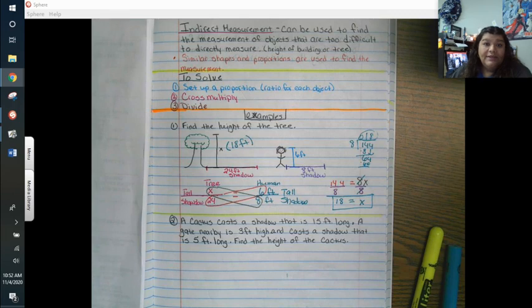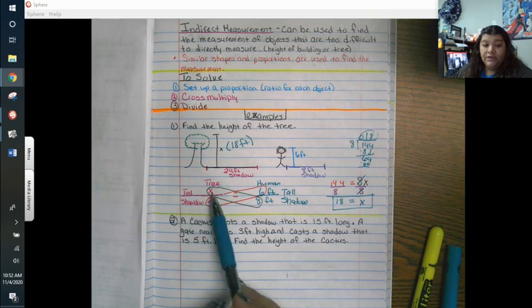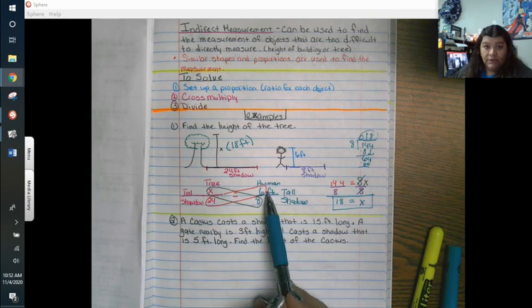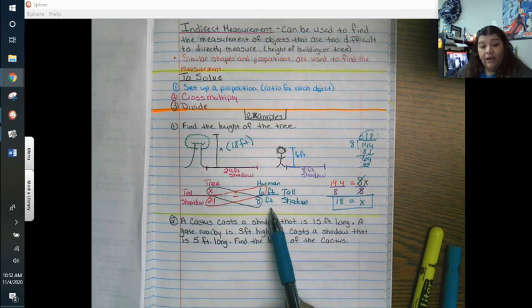So that's how we use indirect measurement. Just make sure when you set these up that I write these over here to keep me in line. This reminds me how tall the tree is goes on top, which means how tall the human is goes on top. How long is the shadow of the tree? Well, how long is the human's shadow? You have to make sure that they belong together.